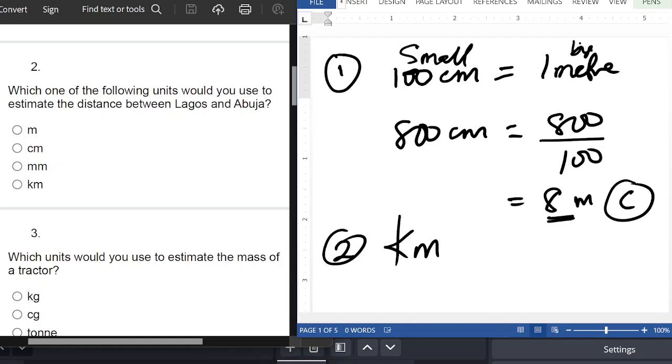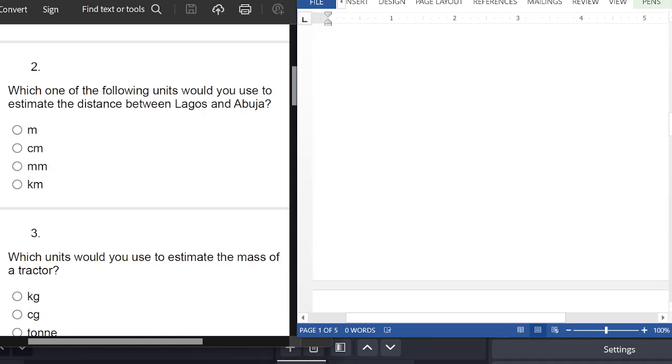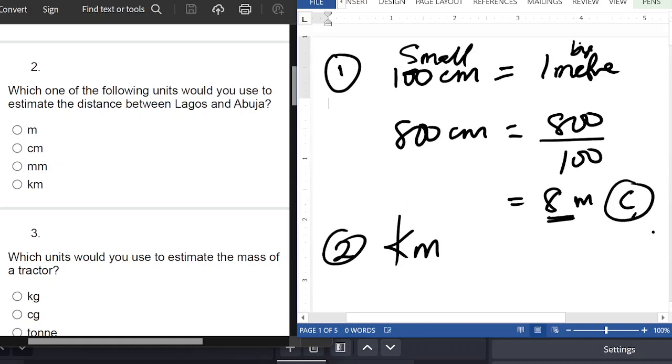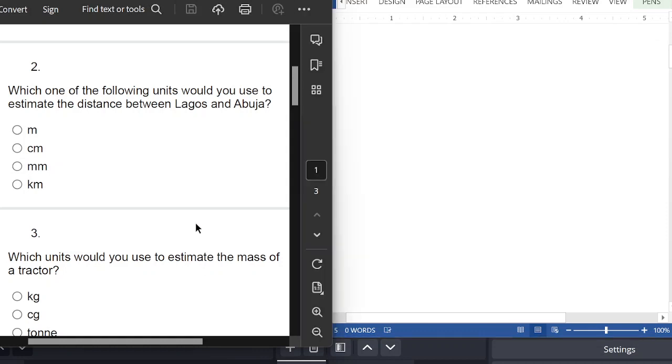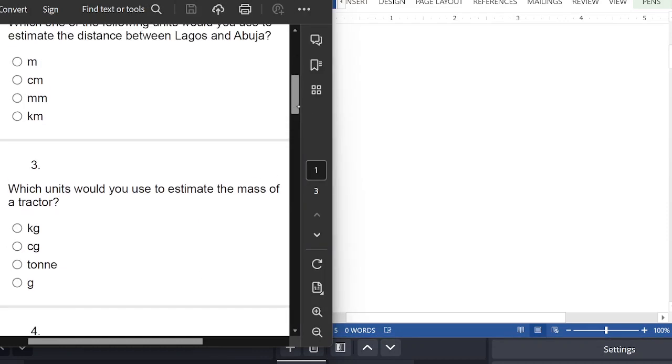Kilometer, because that is the highest unit for measuring distance. Then move to question number 3 now. For question number 3, it's almost the same thing as this.